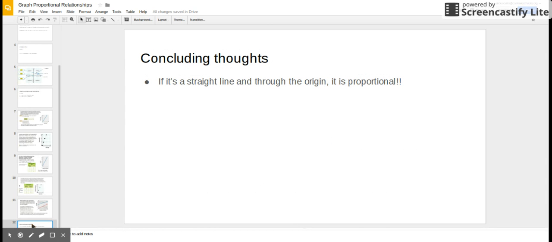All right, so just some concluding thoughts, or really one concluding thought. If it is a straight line and goes to the origin, it is proportional.